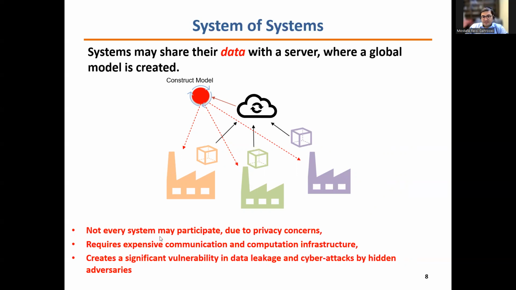For example, not every system may participate in such a framework due to privacy challenges or concerns. This framework requires expensive communication and computation infrastructure. Particularly, one needs a strong server to create a model based on all the data. Also, it creates a significant vulnerability in data leakage and cyber attacks by hidden adversaries. Because the data is shared, cyber attacks can happen at these channels.